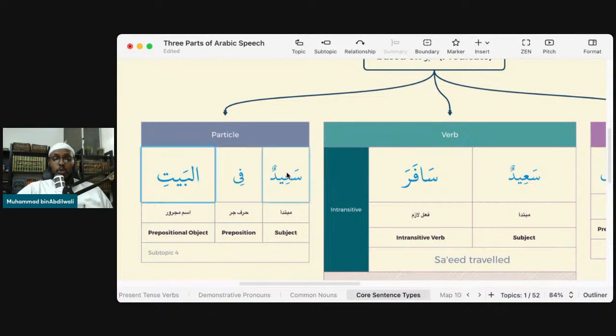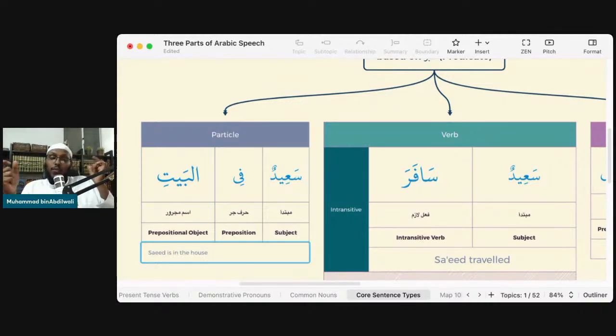Okay, so Sa'idun fil bayt. Sa'id is in the house. Now, this is obviously different from noun and noun. Sa'id is a teacher is different from Sa'id is in the house. Clear? Because this is followed by a preposition, a particle, not followed by a noun.